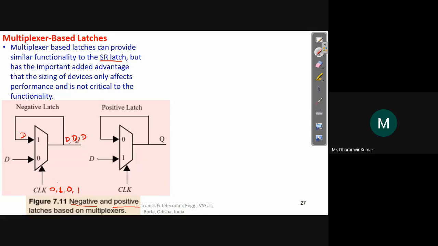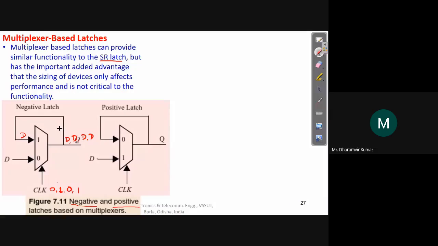When it again goes to 1, control line goes to 1. So this D was already fed back to this input. So this will again appear here at the output Q. So we see that this is able to latch information from the previous cycle. And hence it's called latch.